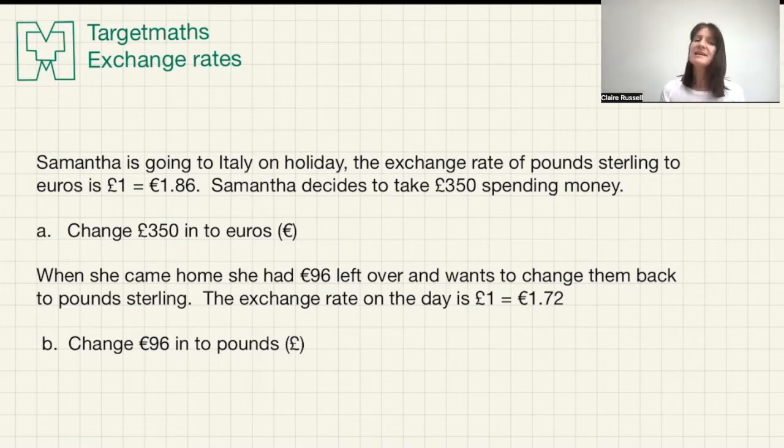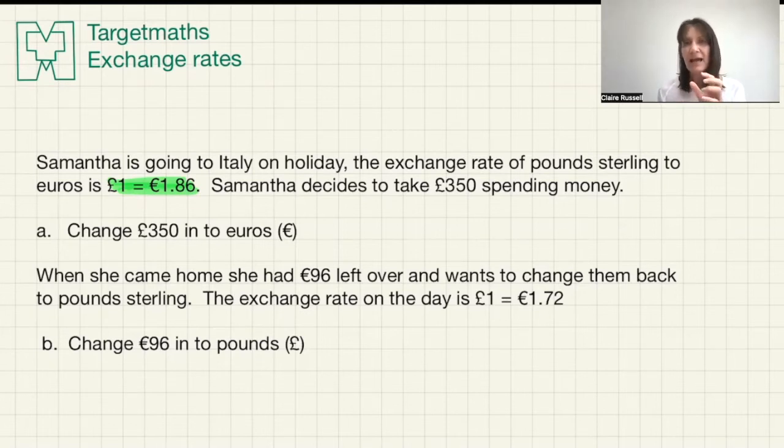So let's see it in action on an exchange rate question. When I read this through, we've got Samantha going to Italy on holiday. The exchange rate of pounds to euros is here. So that's the first key thing. The rest of it's just a nice story about Samantha going on holiday to Italy. Lucky, lucky Samantha. But the key piece in that whole sentence is the fact that £1 is 1.86 euros.